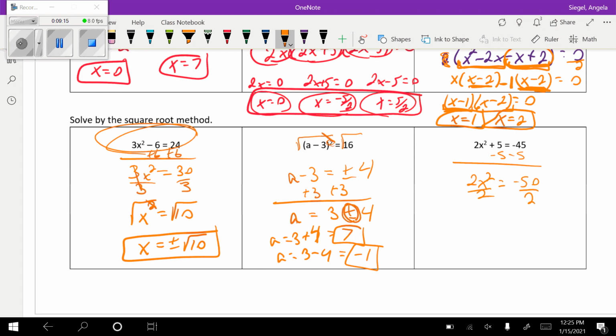Divide by 2, and I get x squared equals negative 25. When I take the square root of this, be really careful because I'm going to have a plus or minus, but this negative has to come out as an i, and the 25 comes out as a 5. So my final answer is x equals plus or minus 5i.